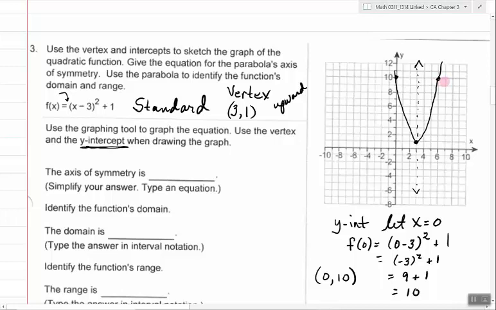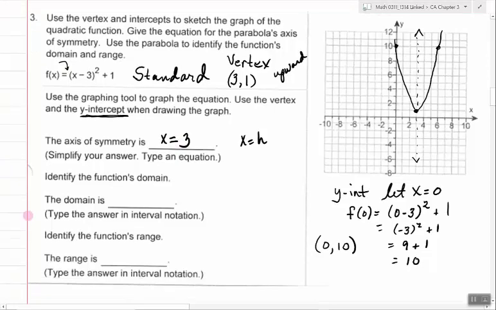All right. So I have my graph. I'll do one in MyMathLab in a minute. The axis of symmetry, it is an equation. It is x equals. Super easy. It's x equals h. Well, the h is 3, so it's x equals 3.